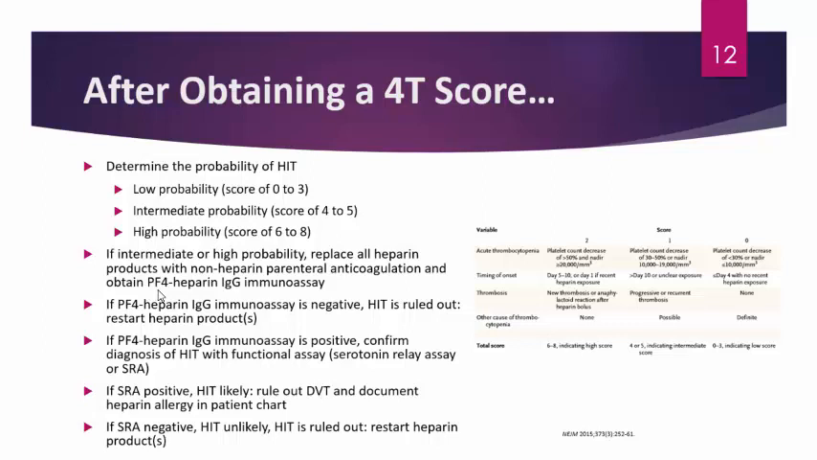Typically most hospitals will have a PF4 heparin IgG immunoassay available to them in the hospital. Essentially, this immunoassay is kind of evaluating for that aggregation that occurs with that PF4 and that heparin moiety. So if that moiety is negative, HIT is essentially ruled out at that point, and it's important at that point then to restart your heparin anticoagulant products, as you may not necessarily need your non-heparin parenteral anticoagulation anymore.